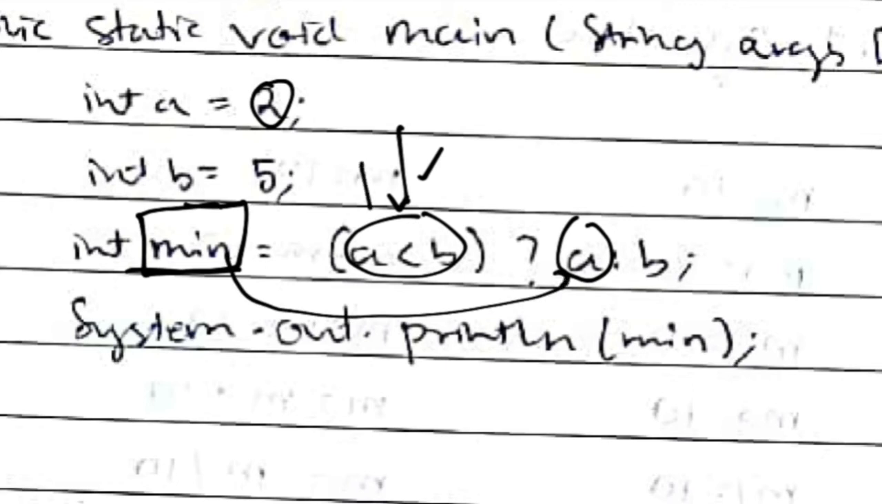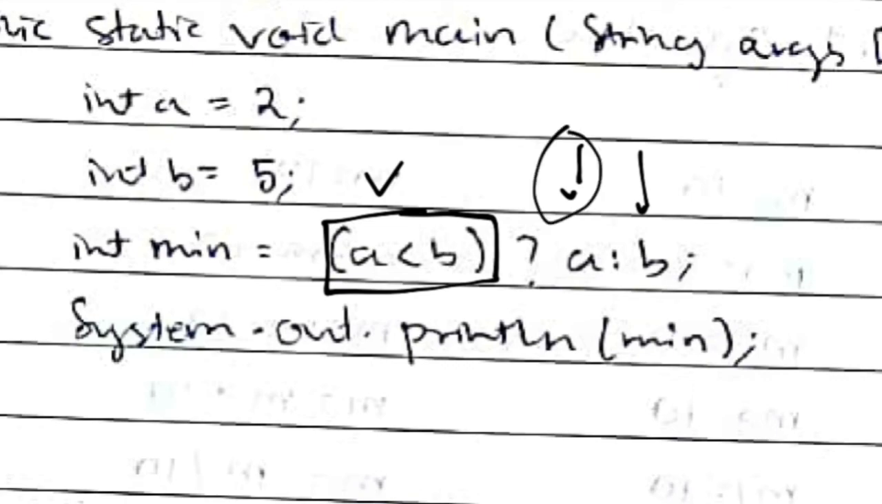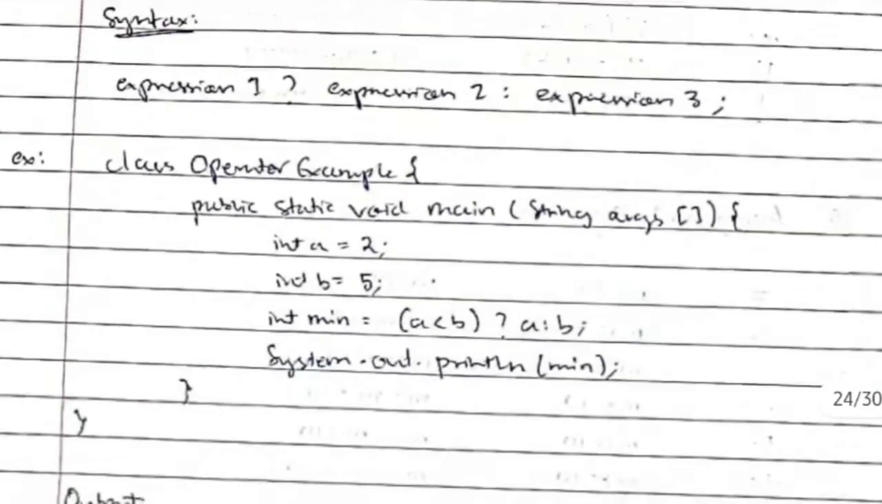If a was greater than b, min will be equal to b. Okay, so basically it depends on this statement whether this will be selected or this will be selected. In case this statement is true, this will be selected, else this will be selected. Okay, so that's the Java ternary operator.